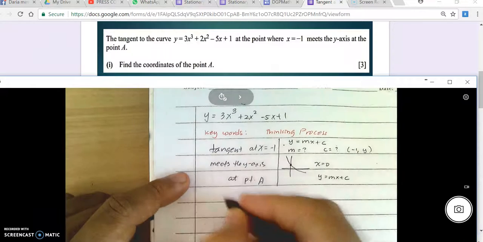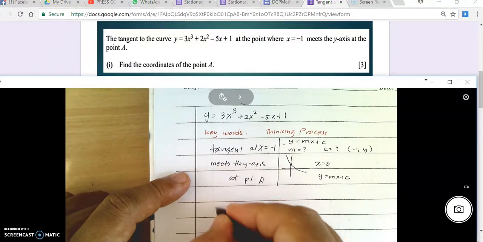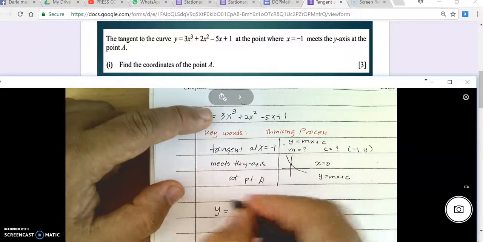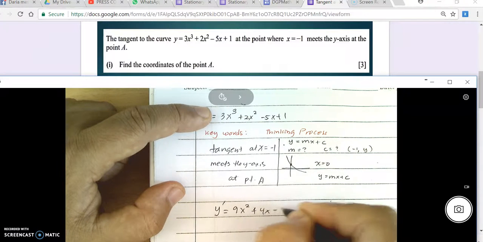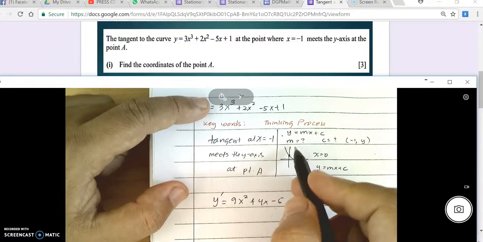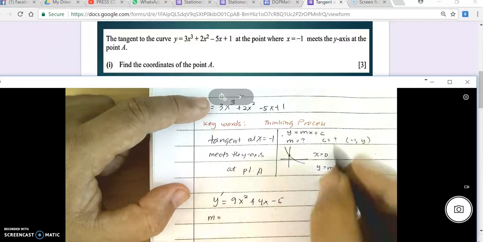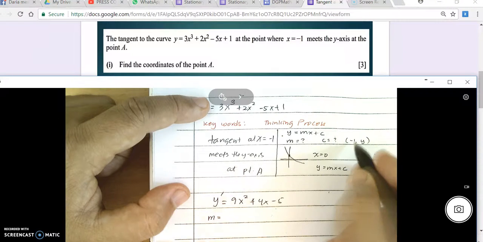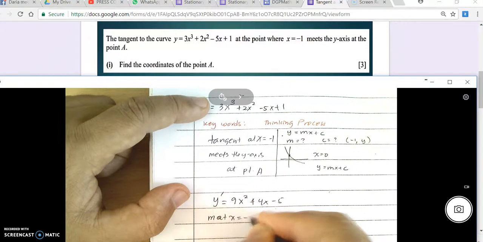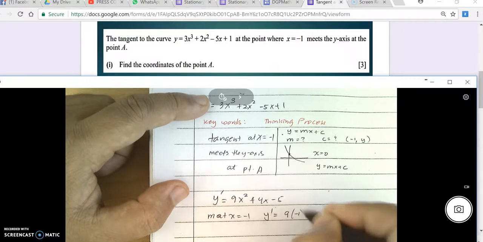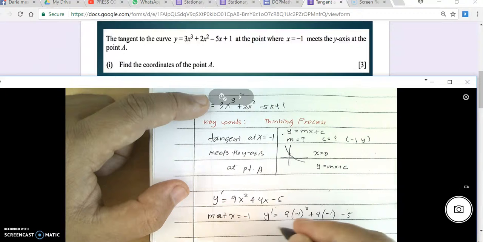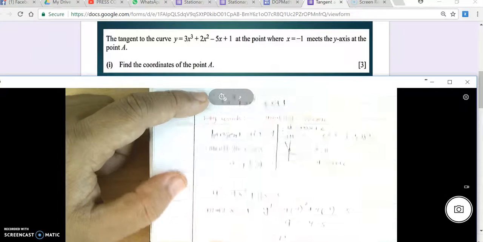First, I take the derivative. The derivative of this is 9x squared plus 4x minus 5. We want the gradient, so to find the gradient, we need to plug in x equals -1. So y prime is equal to 9 times -1 squared plus 4 times -1 minus 5. And it will give you 9 minus 4 minus 5, which happens to be 0.